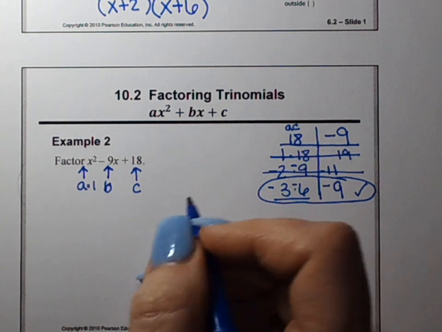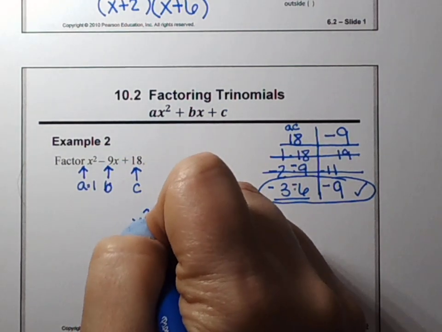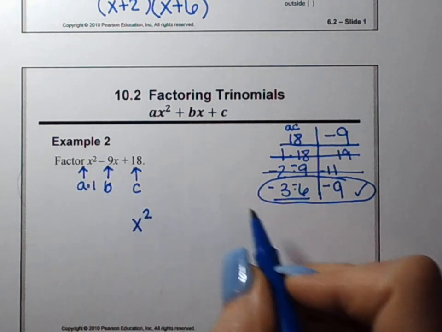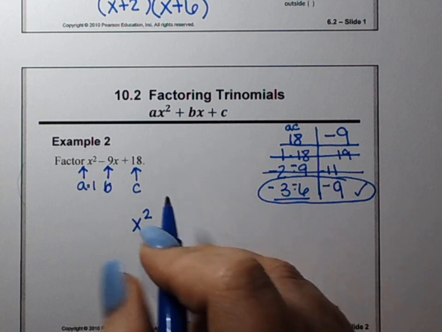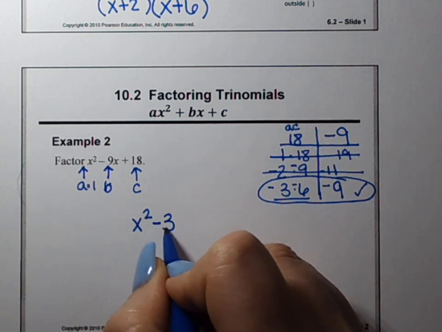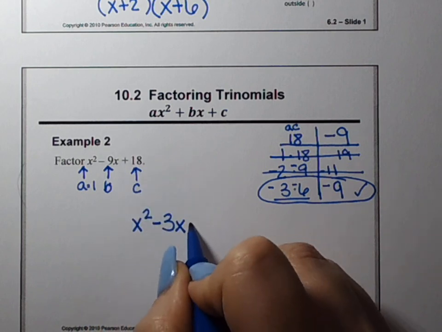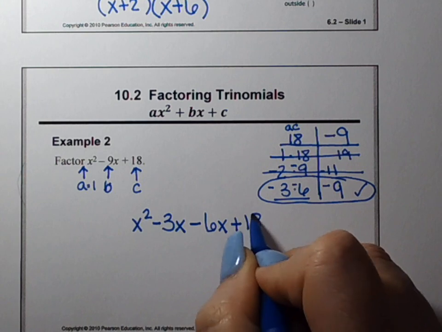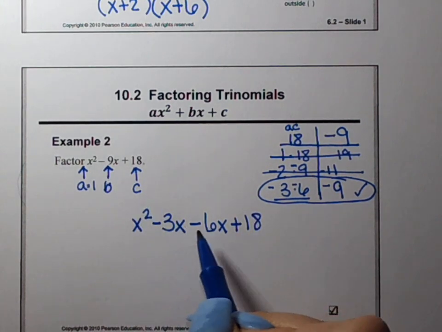So if we go to step 3, we're going to rewrite b. So we start off with our a, which is x squared. And then instead of writing b as -9, we're going to write b as -3 minus 6. So we've got -3x. We've got to include that because b has an x on it. And then minus 6x. And then plus our 18. Okay, so all we did was we uncombined that middle term.